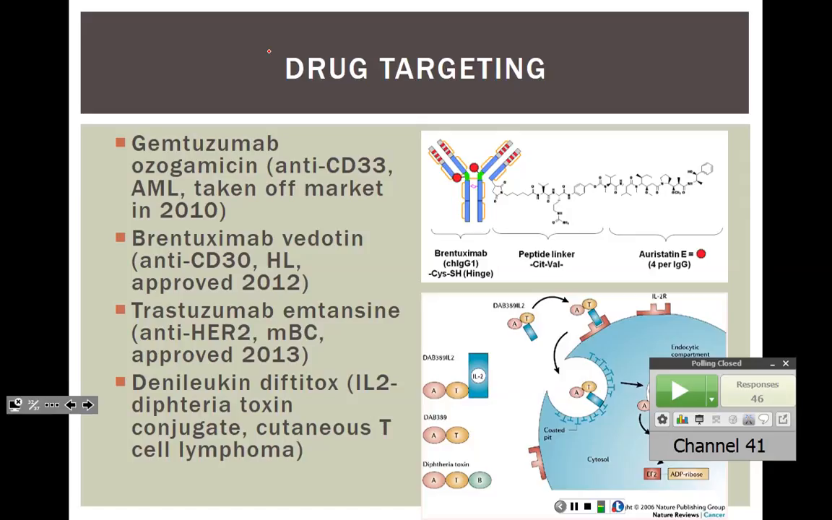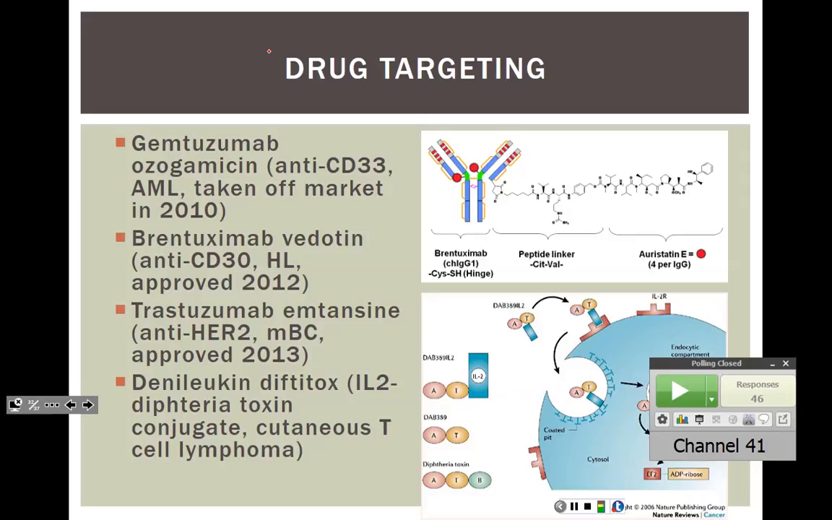So this drug compound was targeted specifically against B cells and affected the B cells exclusively because of its targeting capability. Same sort of paradigm in brentuximab vedotin. This is an anti-CD30 antibody for Hodgkin's lymphoma, conjugated to a very toxic molecule called vedotin. Trastuzumab emtansine, anti-HER2 antibody, so Herceptin, treatment for breast cancer, conjugated to emtansine, another very toxic molecule.